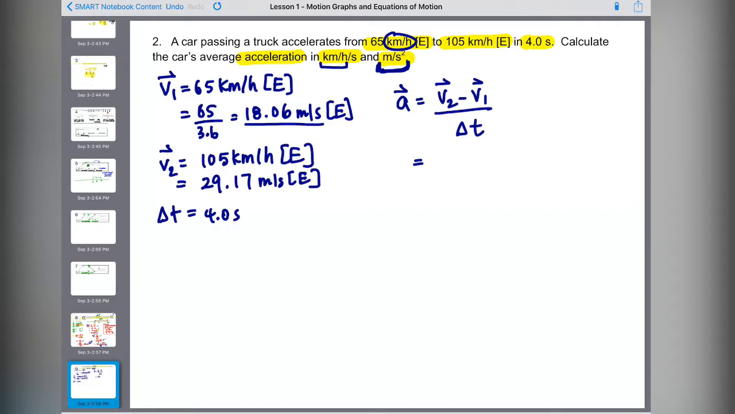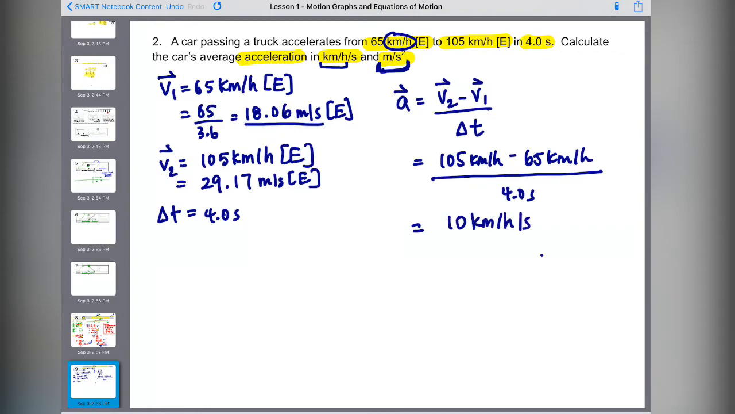I forgot, I'm supposed to do the first part when it's not converted yet. So I'm going to do the first part first, leaving it in kilometers per hour per second. V2, which is 105 kilometers per hour, minus 65 kilometers per hour, divided by the time, which is 4 seconds. So 40 divided by 4, I get 10 kilometers per hour per second. I purposely left my units here so that you can see where the unit came from.